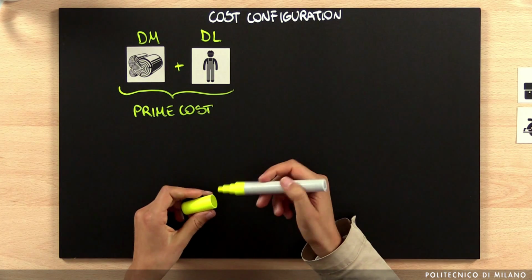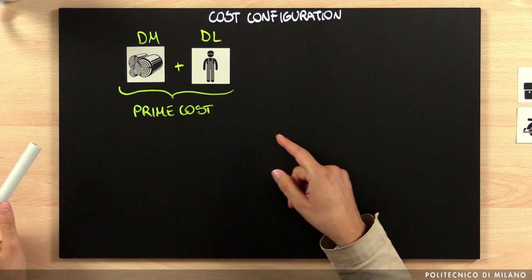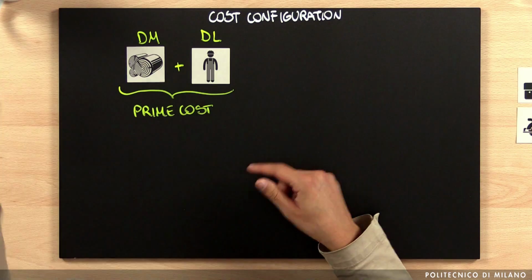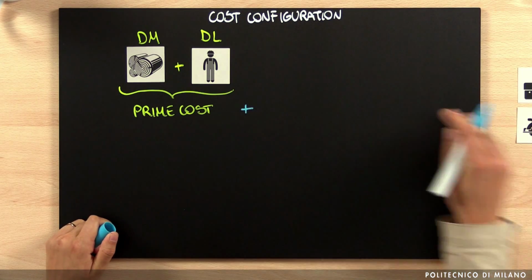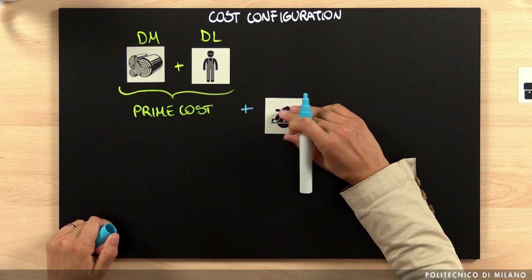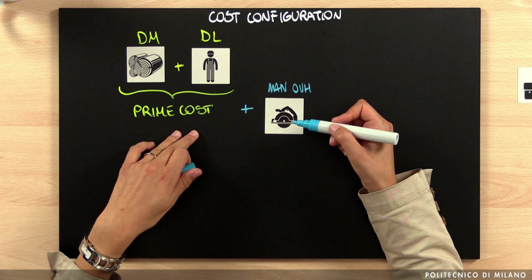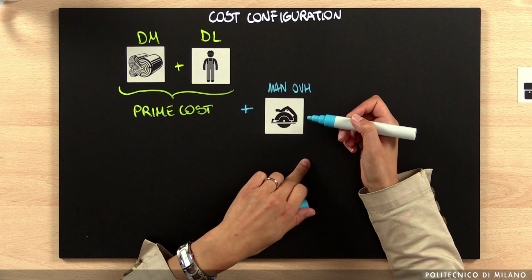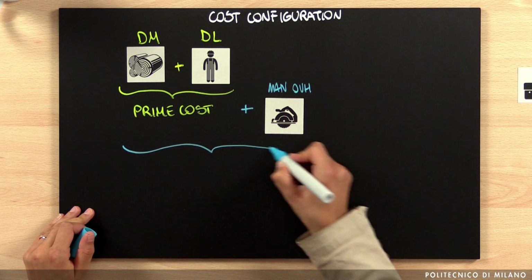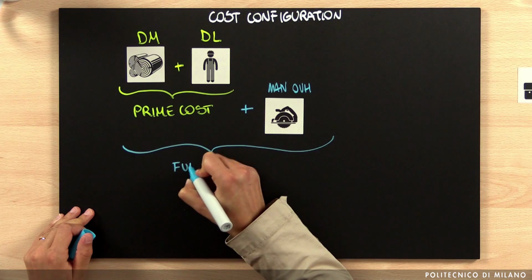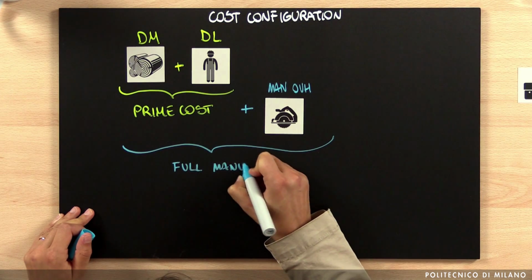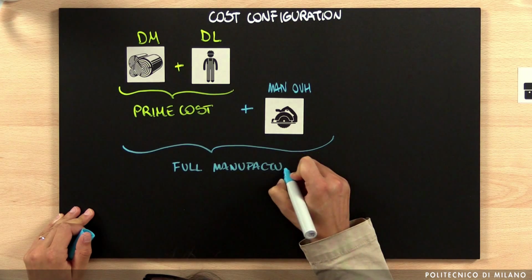A second configuration assigns to the final cost object also the manufacturing overheads. So in this case we have the prime cost plus the so-called manufacturing overhead. The typical example is the depreciation of the equipment. So if we are assigning to our final cost object direct material, direct labor plus manufacturing overheads, we have a configuration of cost that is defined as full manufacturing cost.